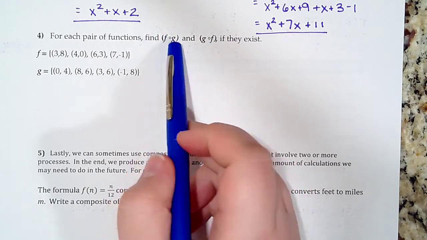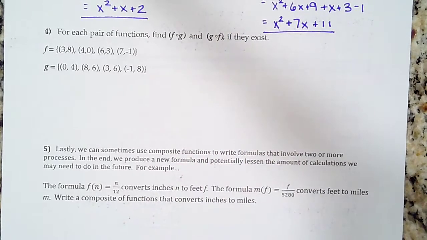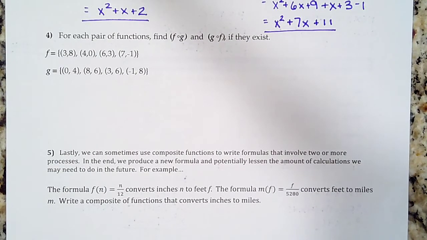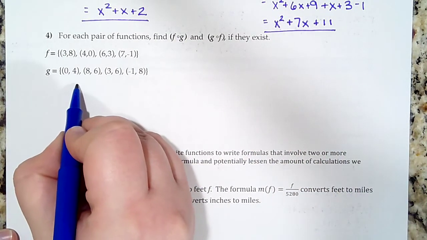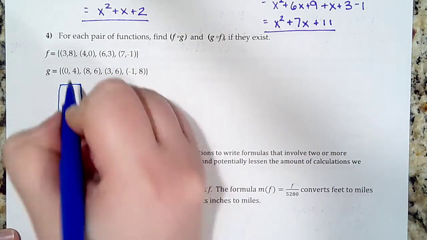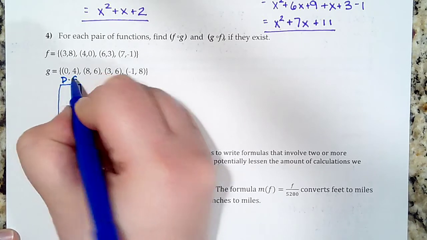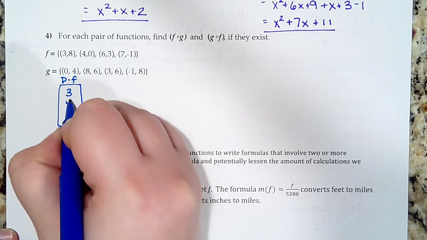So if you hear me say find f∘g or find g∘f, that is what I am referring to. For each pair of functions, find f∘g and g∘f if they exist. Basically, I think the easiest way to do this is in the form of a table. So let's do f∘g down here. I take the domain of f, plug it in: 3, 4, 6, 7.